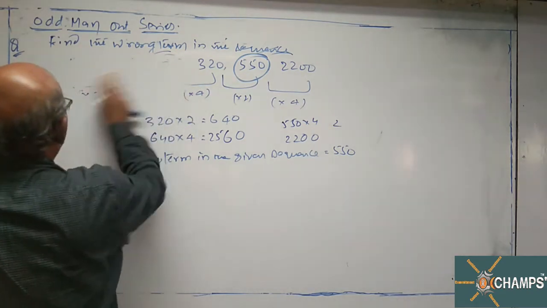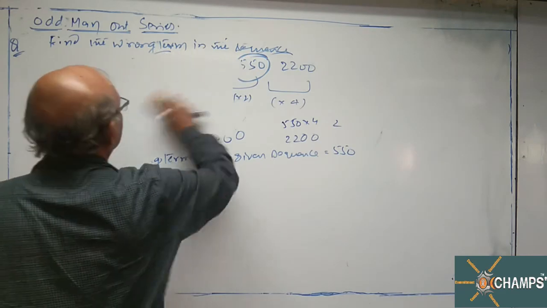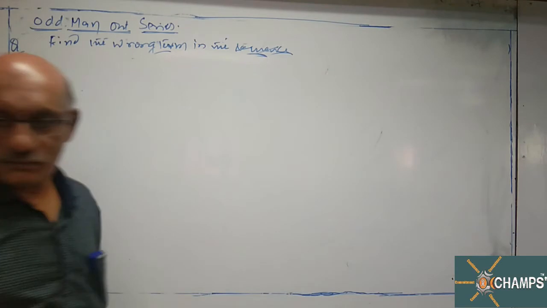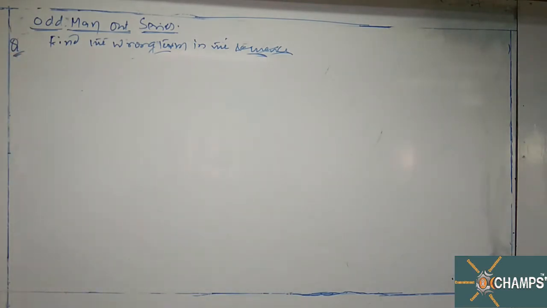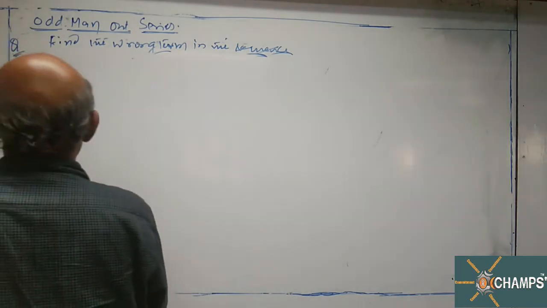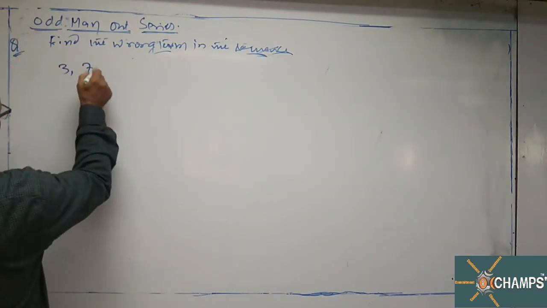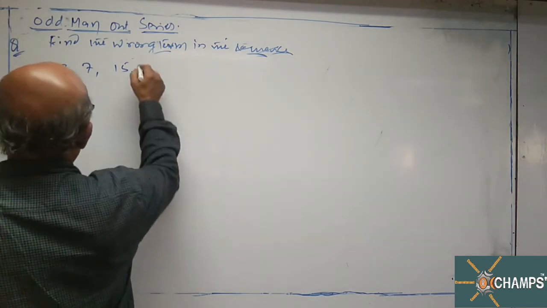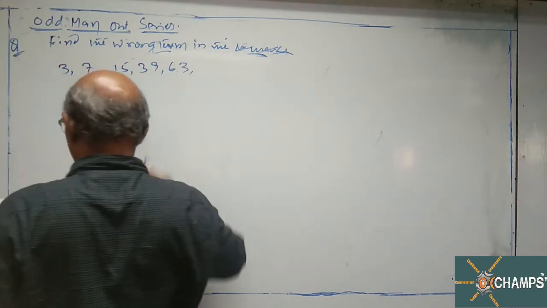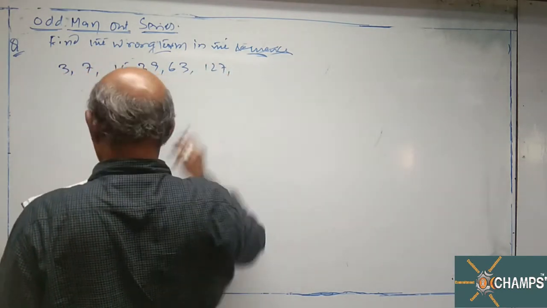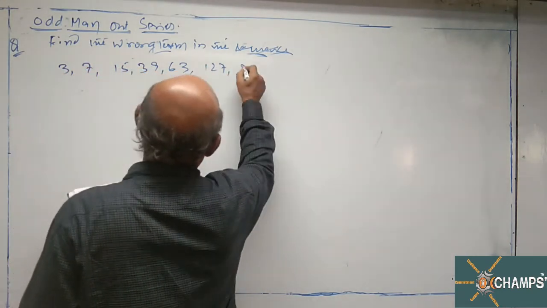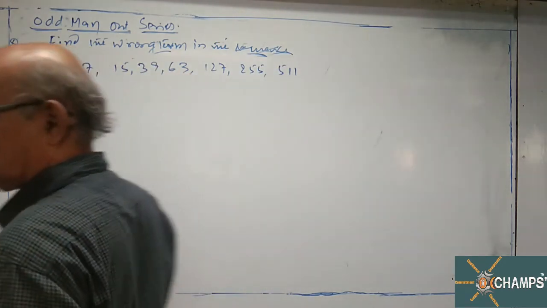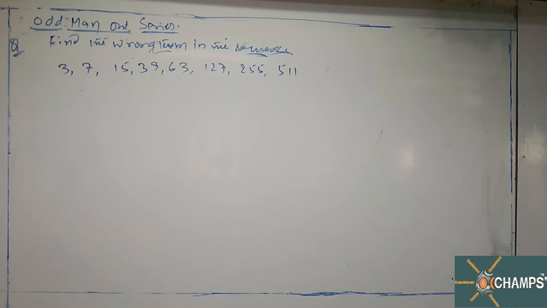Next question, sir. This is 3, 7, 15, 39, 63, 127, 255, and it is 511.